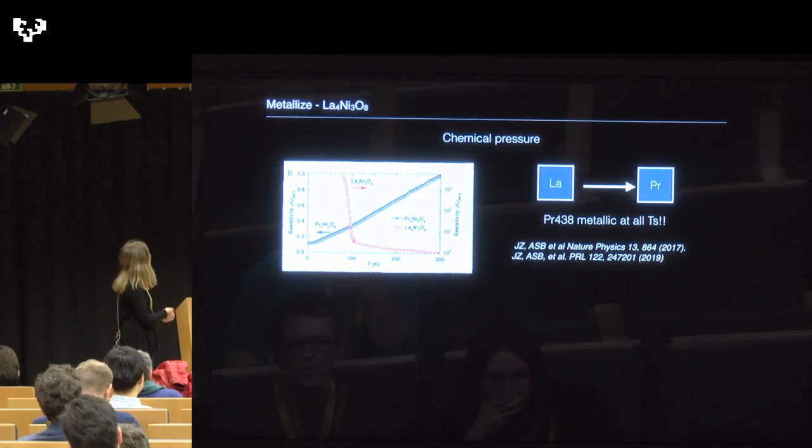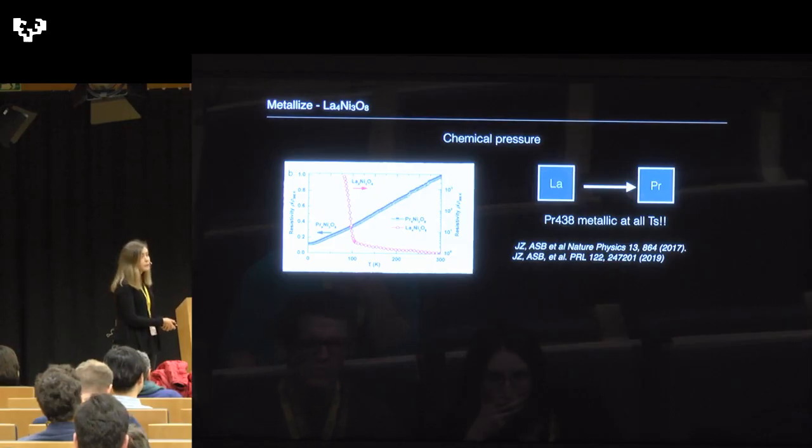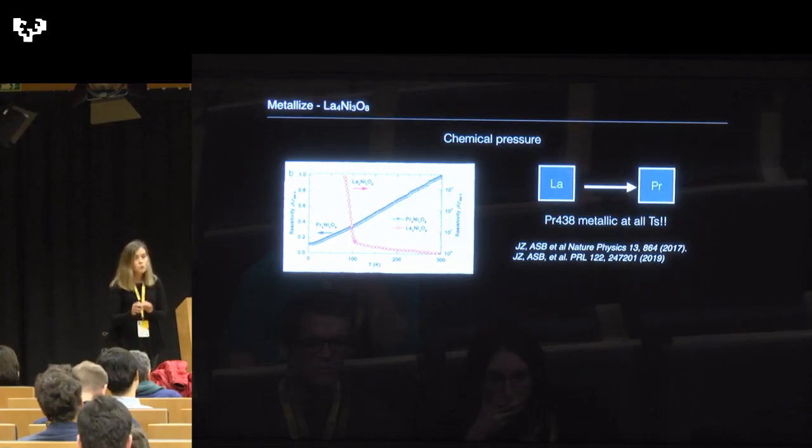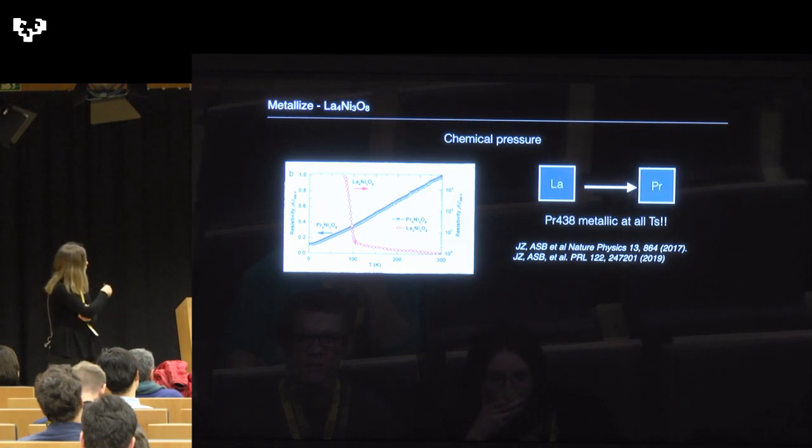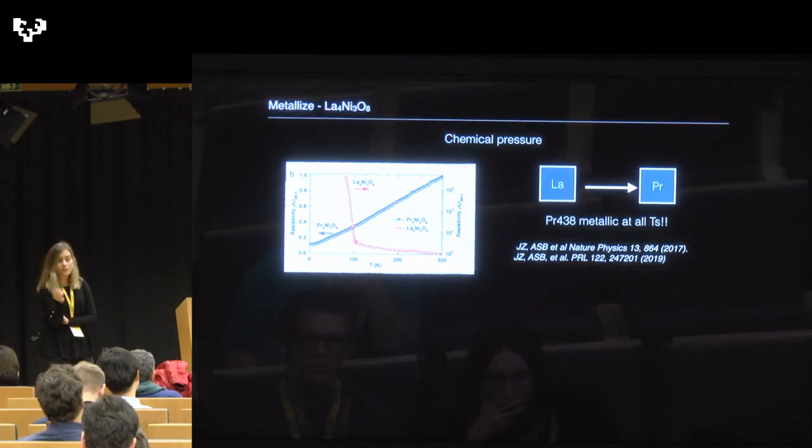For lanthanum 438 in red, you can see, once again, highly insulating, transition at 105 Kelvin, then semiconducting. Praseodymium 438 in blue, metallic, all the way through, no signature of any transition whatsoever. In addition to that, what we find in the DFT calculations is also consistent with polarization-dependent X-ray absorption experiments too.